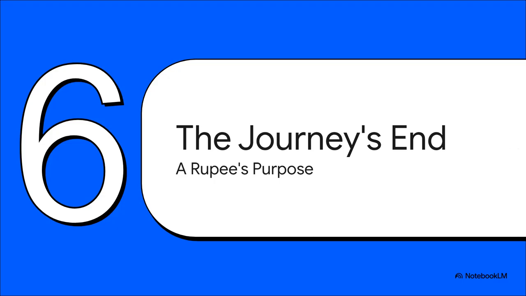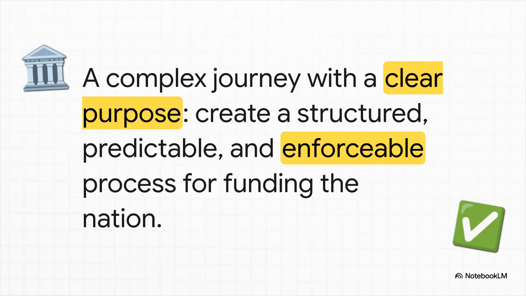And just like that, our rupee has finished its long journey. It started as a simple unit of income, and now, after passing through this incredibly complex and structured system, it's become a component of the nation's revenue. You know, the whole architecture we've just walked through, from defining income to calculating the tax, all the procedures, the anti-avoidance rules, the appeals process, it can seem insanely complex. But all of that complexity, every single piece, serves one clear purpose: to build a system that is structured, predictable, and most importantly, enforceable for absolutely everyone.